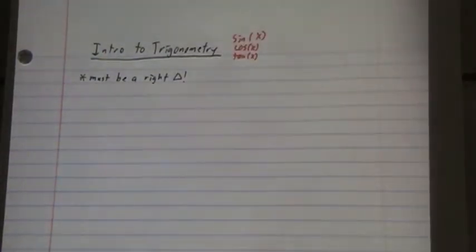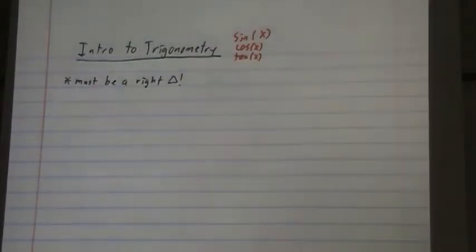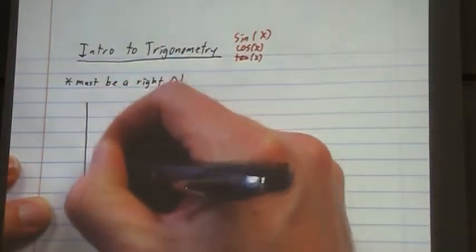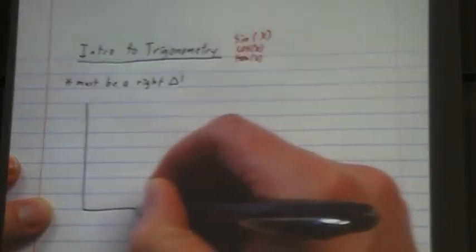Just like the Pythagorean theorem and the 30, 60, 90 and 45, 45, 90 triangles, these both had 90s in them as well. We'll zoom in here so maybe you can see better. Now, sine, cosine, and tangent. These ratios look like this.